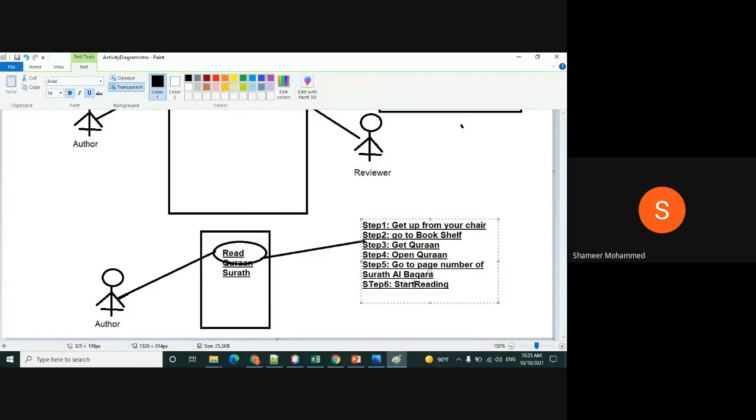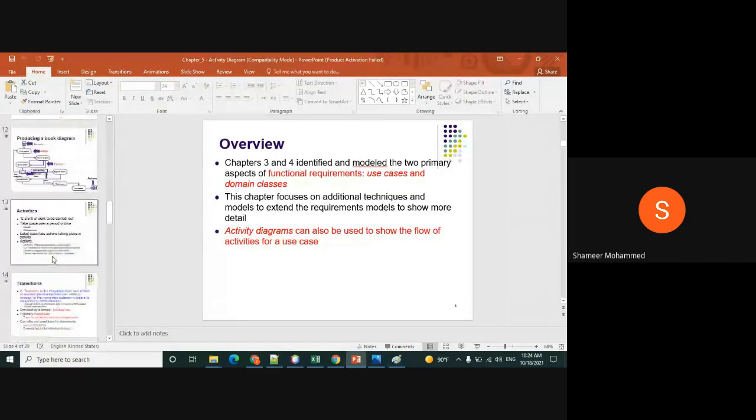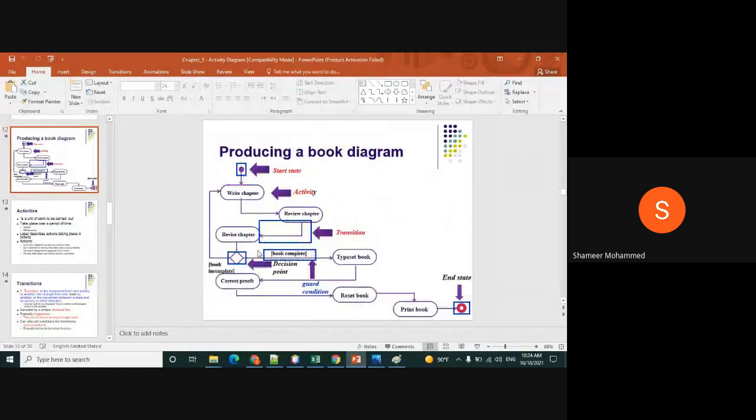Look, how many steps are there, Khalid? 6, Mr. These steps I am going to show you with the help of a diagram, like this, like this, like this. Start here, end here. This is called an activity diagram.